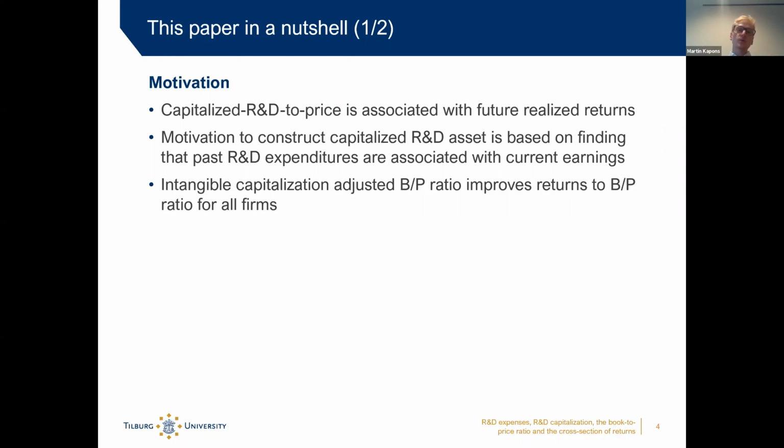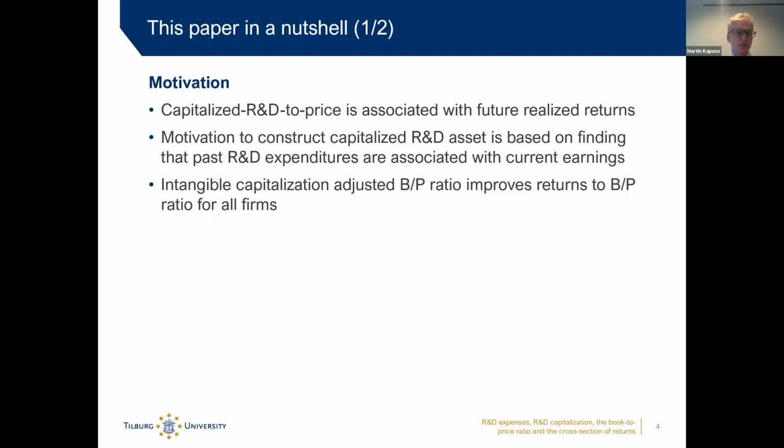Now, this is focused, of course, on firms that have R&D expenditures. Now, in a recent working paper, Lev and Srivastava found that a book-to-price ratio which is adjusted for the capitalization of intangibles actually improves the returns to the book-to-price ratio. And their motivation was that given that intangibles are expensed, they are missing from equity book value, which then implies that it distorts equity book value, according to the argument, and therefore adjusting equity book value by capitalizing intangibles improves the returns to the book to price ratio.